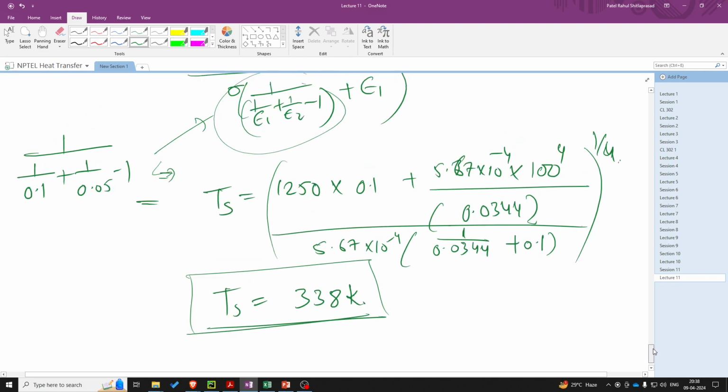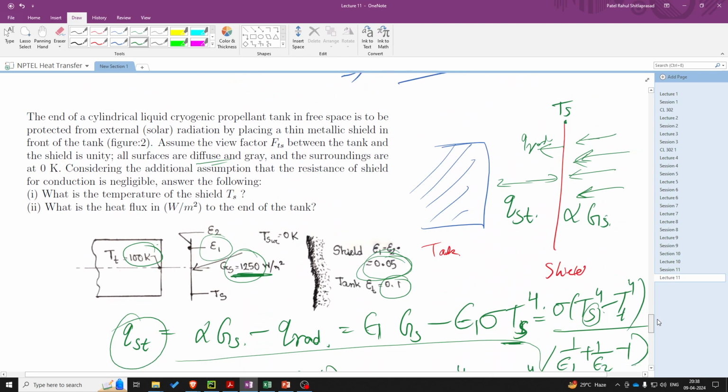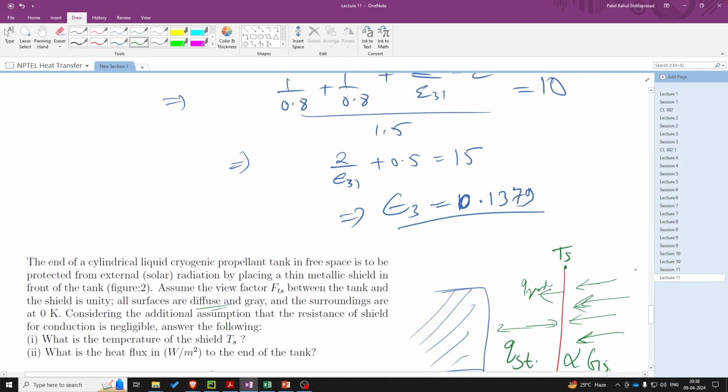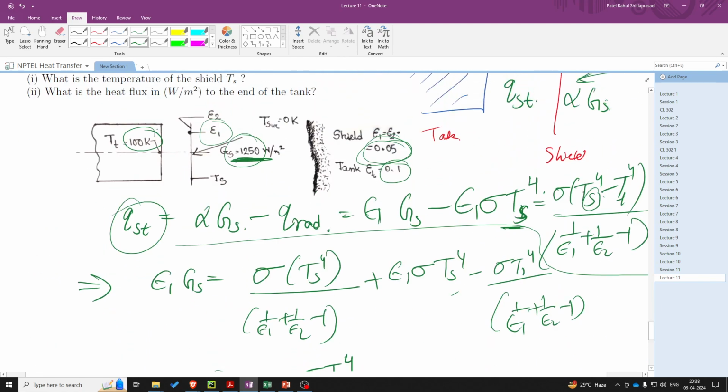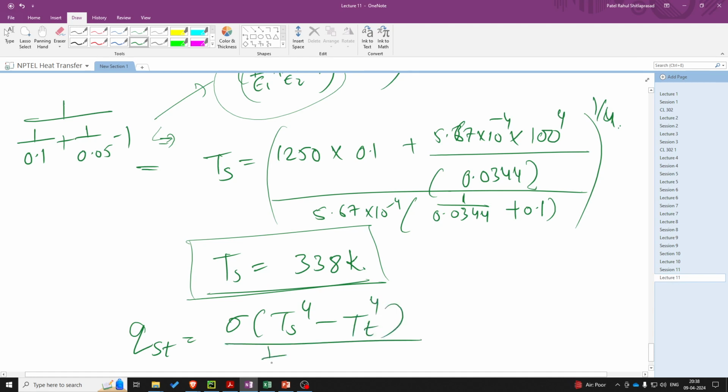And then in the second question, you were asked to find the heat flux. So heat flux is nothing but basically this parameter, that is QST, that is heat flux, is equal to sigma Ts raised to 4 minus T tube raised to 4 upon 1 upon epsilon 1 plus 1 upon epsilon 2 minus 1. So this again you can calculate as 5.67 into 10 raised to minus 8.